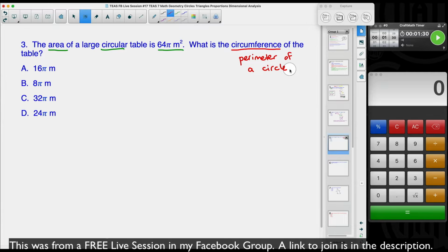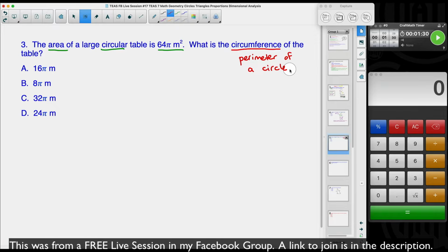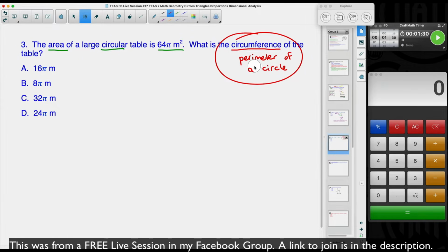Like now, if you think about the perimeter of a rectangle, you add up all 4 sides. The perimeter of a triangle, you add up all 3 sides. You can't add up sides on a circle because you don't have straight sides. So many, many, many moons ago, they gave it this funky name, circumference. It's the perimeter of a circle.